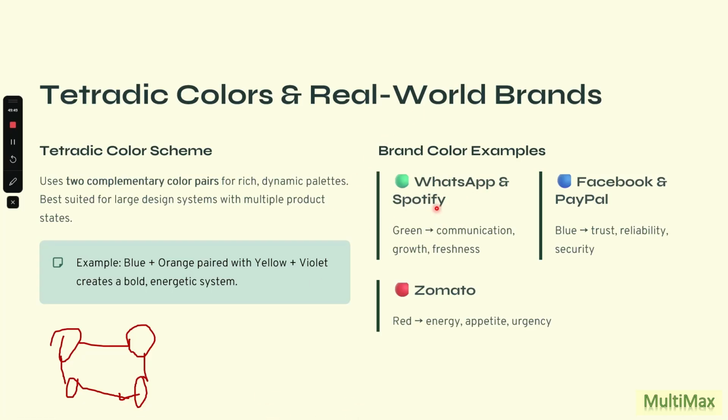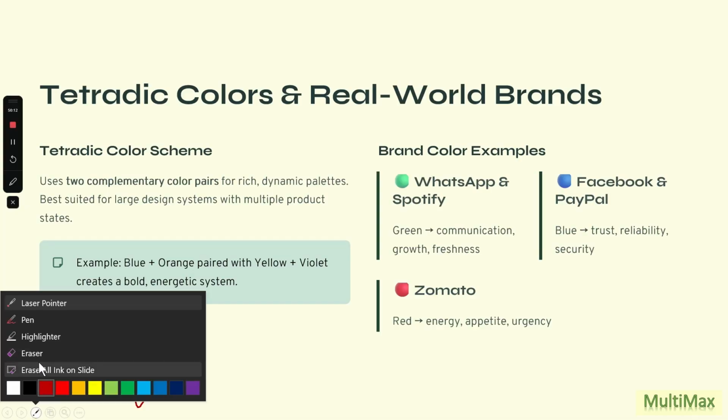WhatsApp and Spotify use green. Green means communication, growth, freshness. That is what the color indicates. I will tell you more later. Facebook and PayPal use blue. Blue means trust, reliability, security. Zomato uses red, for appetite and urgency. I'll tell you about color psychology in upcoming slides. Okay.